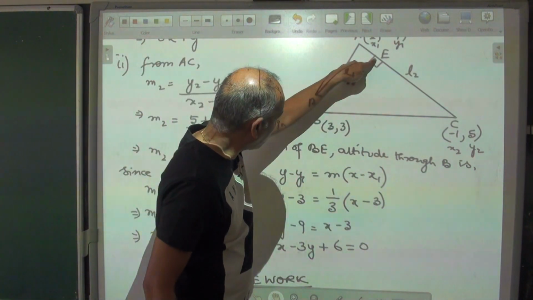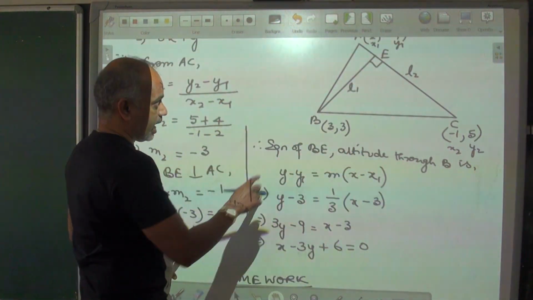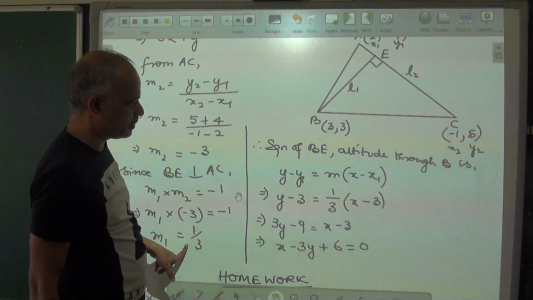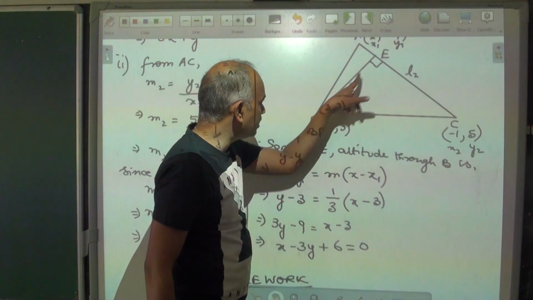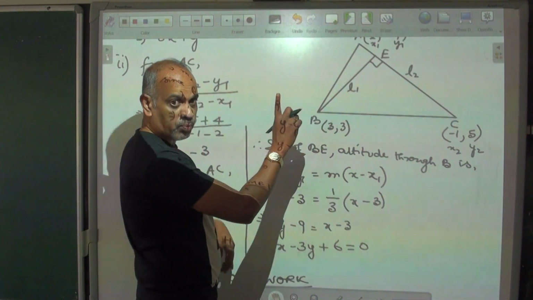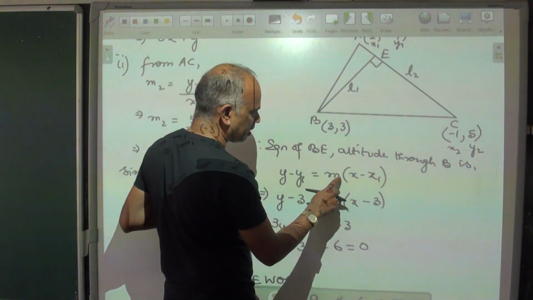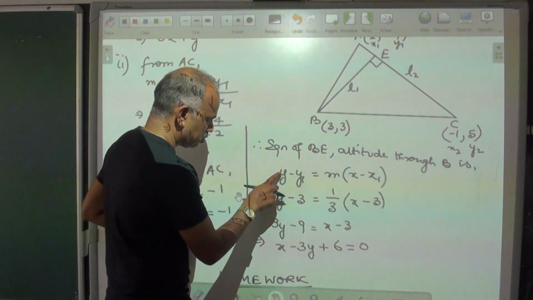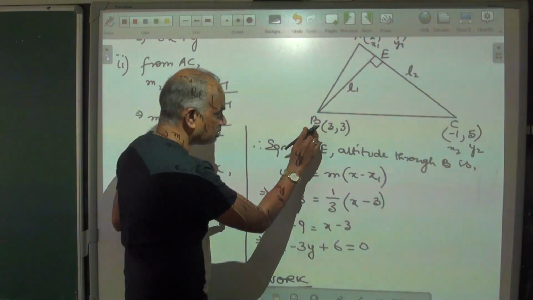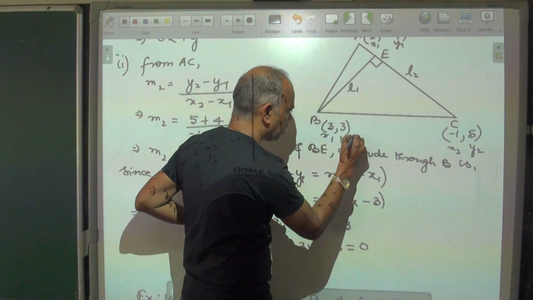So look at this line now. For this, we just found the slope. You know the slope of this line. And on this line, you know 1 point, that's B. So the equation of BE, the altitude through B, is, 1 point and slope you know, this is the equation: y minus y1 is equal to m times x minus x1. The point that we are going to use now as x1, y1 is this B, because on BE you know only B. So that's x1, y1.